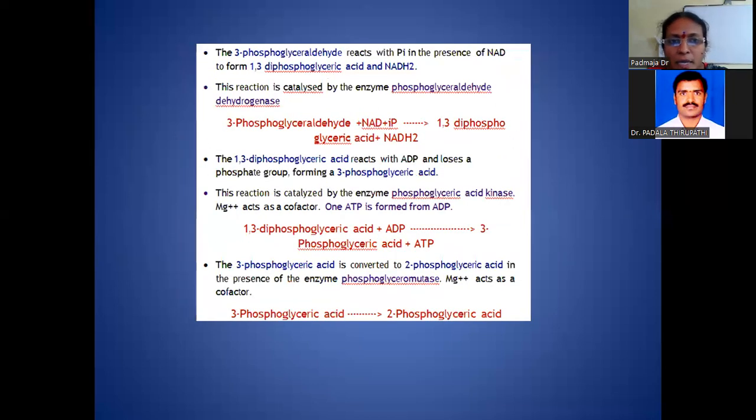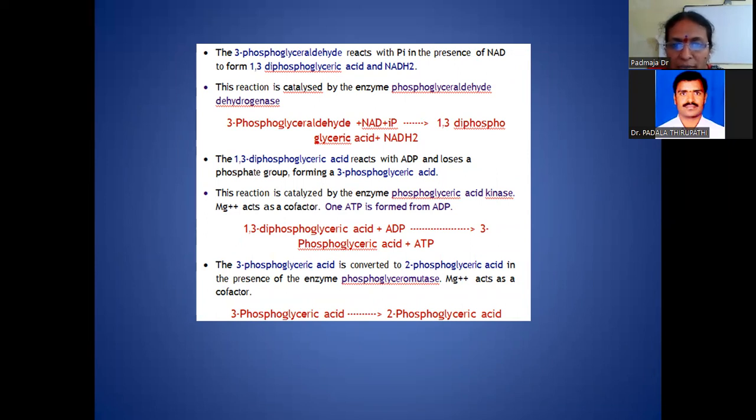Now 3-phosphoglyceraldehyde reacts with phosphate and NAD to form 1,3-diphosphoglyceric acid and NADH2. This reaction is catalyzed by the enzyme phosphoglyceraldehyde dehydrogenase. That means NADH2 is released. So it is a dehydrogenase.